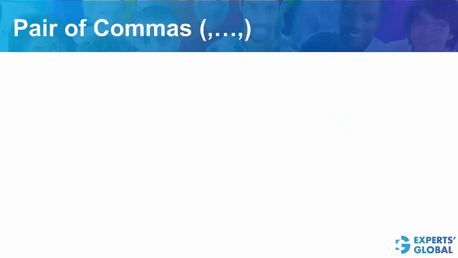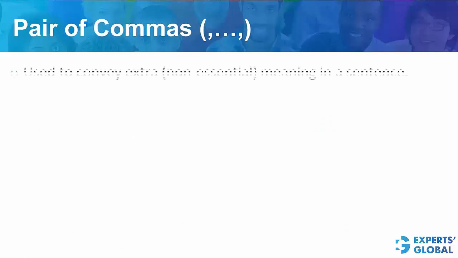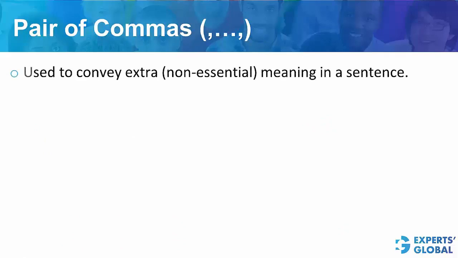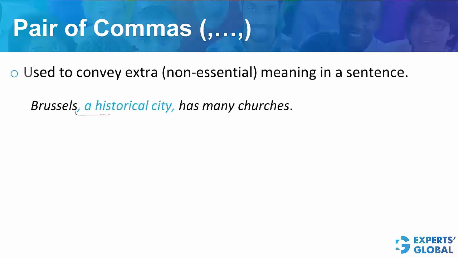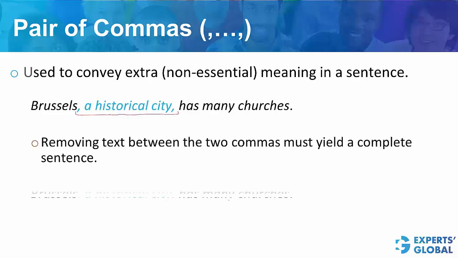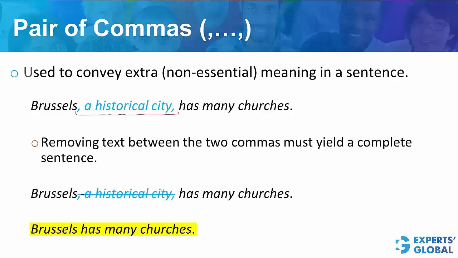Next, let's understand the usage of a pair of commas. A pair of commas is generally used to convey extra, non-essential meaning in a sentence. Look at this sentence. The stuff that you have between two commas here is extra information. If you remove this, we get Brussels has many churches. The core meaning is intact.